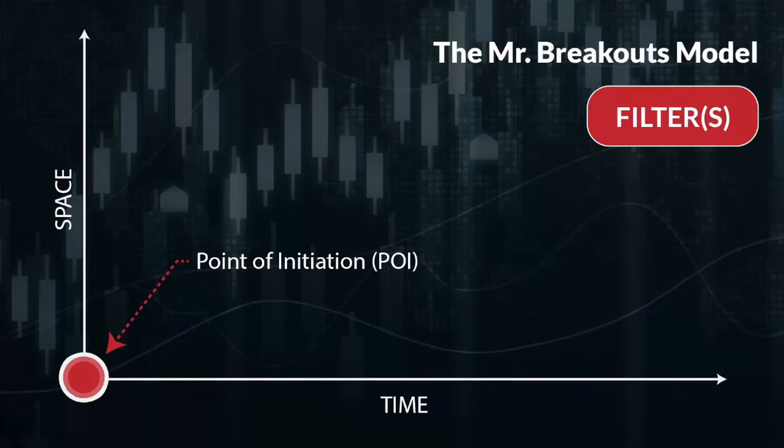Basically, we set some point of initiation from which we will calculate a breakout space, the level where the breakout should occur. That's the Mr. Breakouts formula. And I'll tell you later where you can learn more about the Mr. Breakouts formula if you don't know anything about it yet.